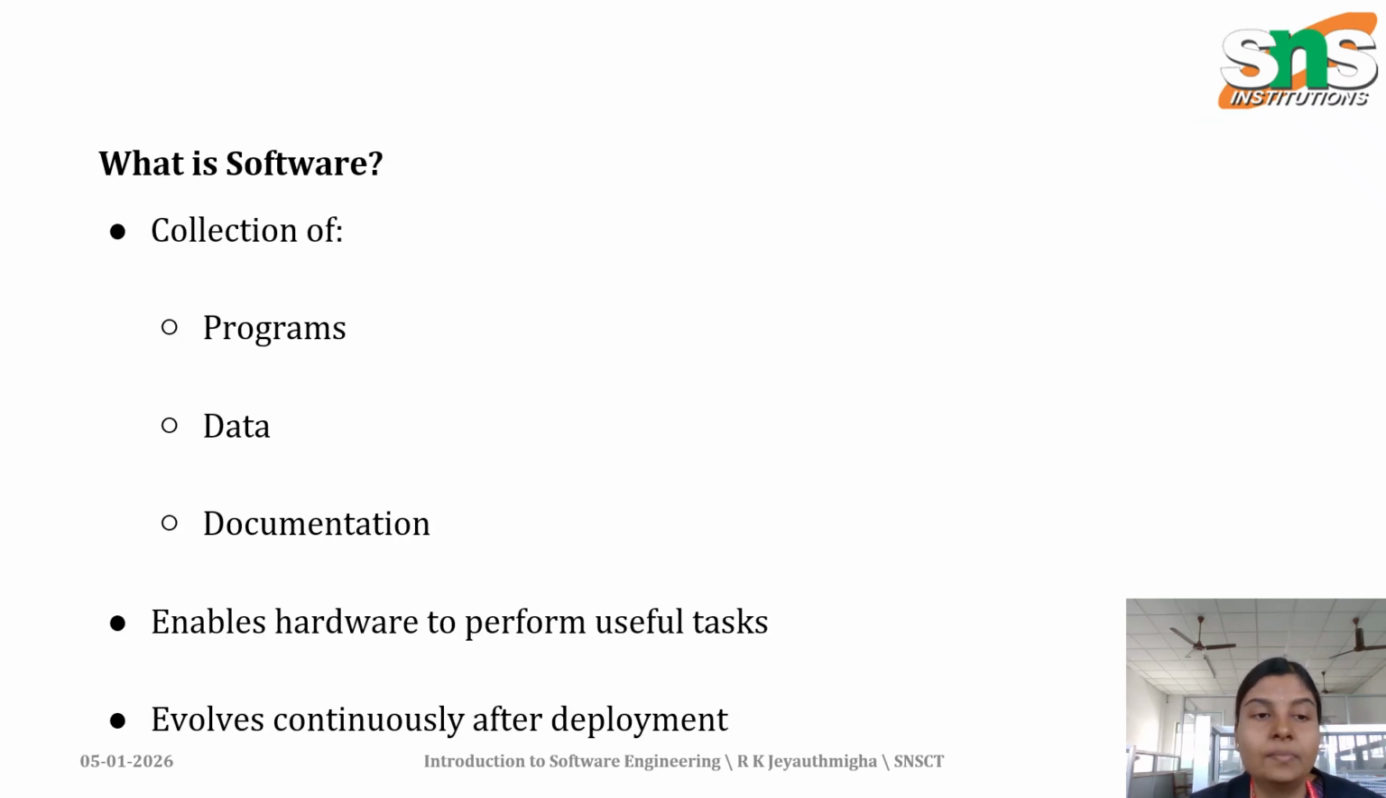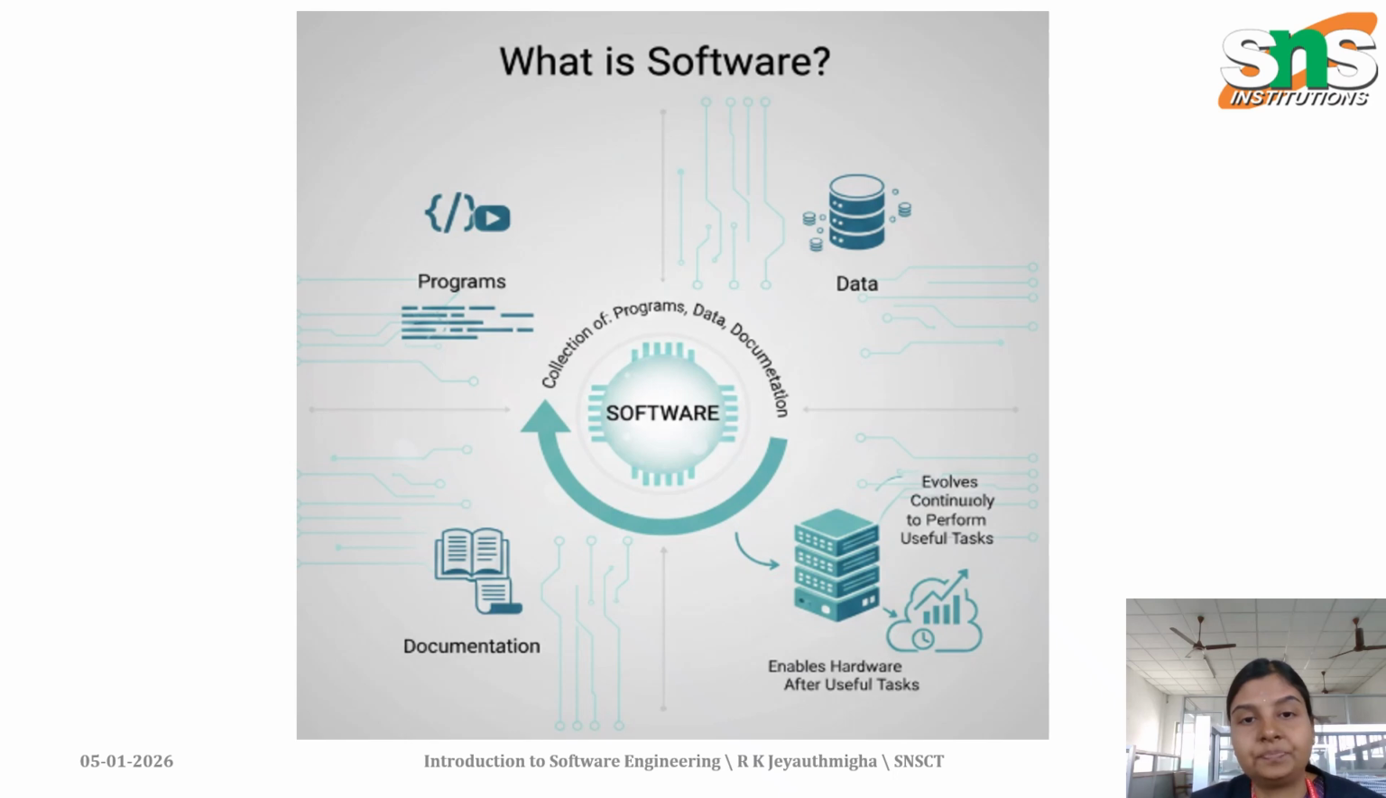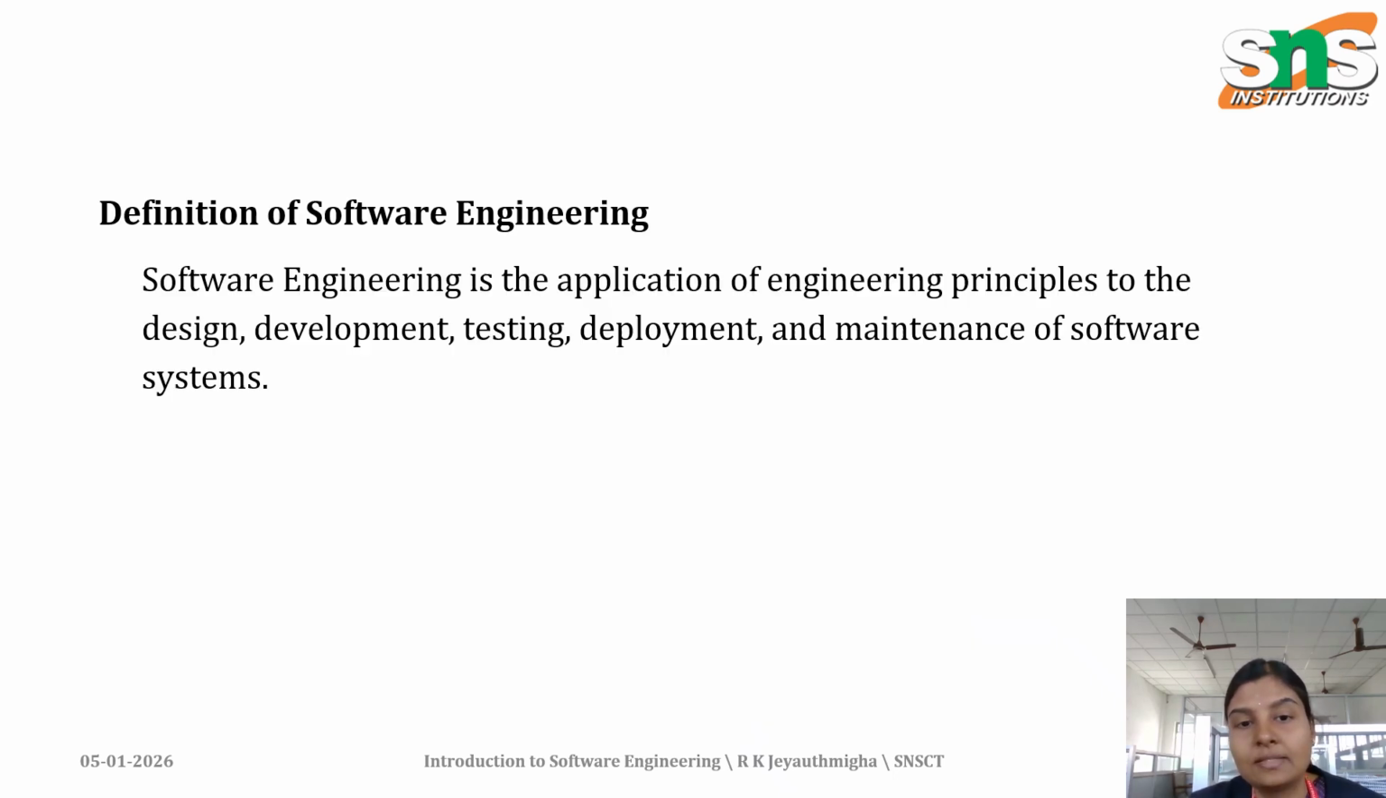What is software? It is a collection of programs, data, and documentation. It enables hardware to perform useful tasks. It evolves continuously after deployment. So software is a collection of programs, data, and documentation that enables hardware to perform useful tasks.